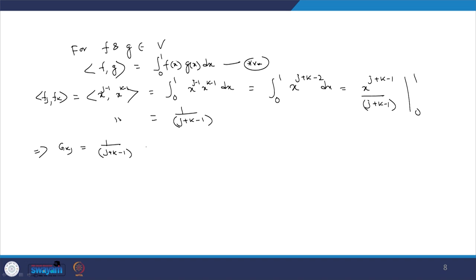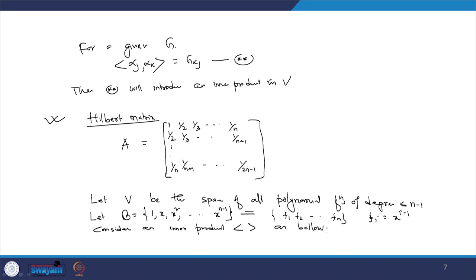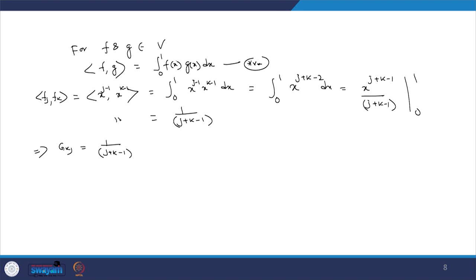See, if I compare with the Hilbert matrix, the k j th entry: let me consider the second entry of the second row, that is 1 by 3. So, g of 2, 2 is equal to how much? 1 by 3. Here, you see g of 2, 2 according to this formula is 1 by 2 plus 2 minus 1, that is again 1 by 3. So, you can check that g k j is equal to this. So, this implies that your capital A is nothing but the G matrix. Since G is invertible, A is invertible. So, from this we can easily show that the Hilbert matrix is invertible.